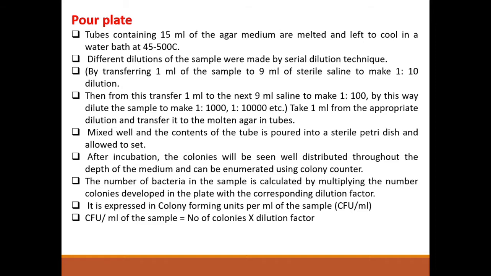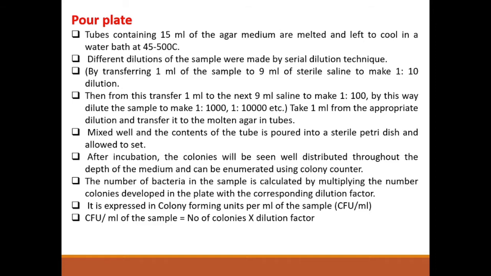This step is very important for PourPlate technique. So we need 15 ml of the agar medium in test tubes kept at 45 to 50 degrees Celsius. You have to maintain a liquid condition by keeping it in a 45 to 50 degrees Celsius water bath. Then you have to make different dilutions of the sample by what method? Serial dilution technique. Next we will discuss what is serial dilution technique.